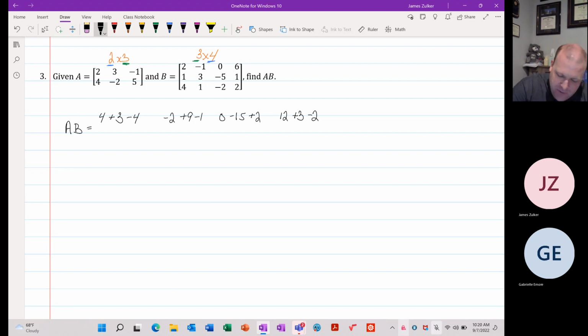Row 2, we're going to look at row 2 of A. 8 minus 2 plus 20. -4 minus 6 plus 5, right? 0 plus 10 minus 10, 24 minus 2 plus 10.